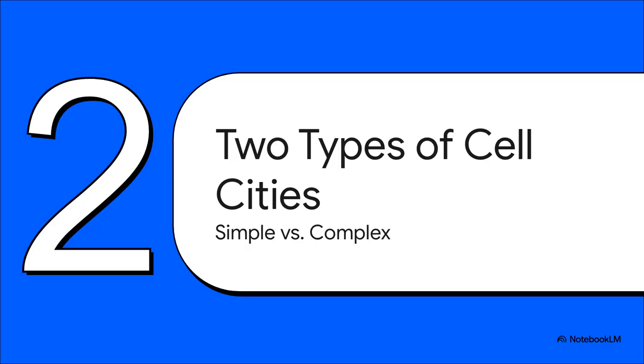Okay, but here's the thing. Not all cells are created equal. To make it super easy to remember, let's imagine cells are like cities. You have your small, simple villages, and then you have your huge, modern, bustling cities. Let's find out what makes them so different.